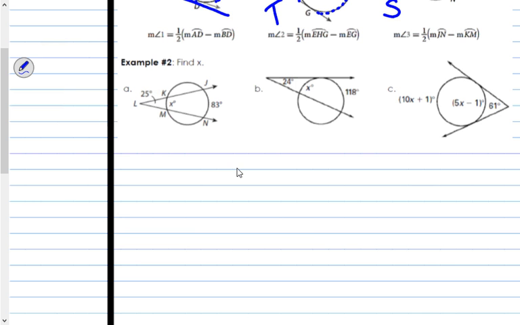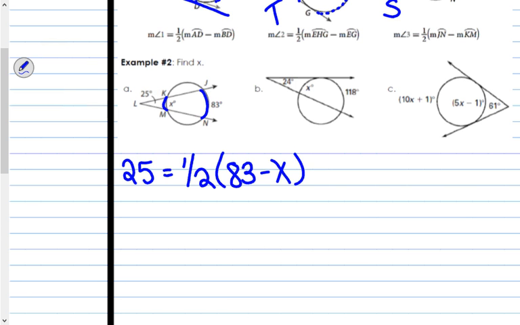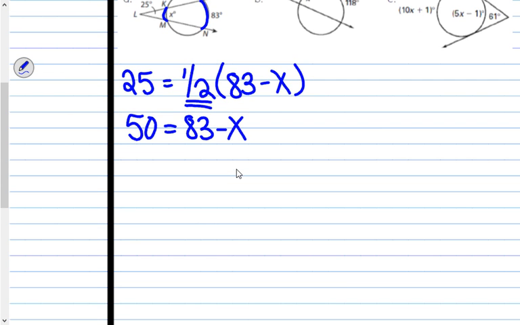The angle, which we know is 25 degrees, is 1/2 of the larger arc minus the smaller arc. Notice we're not actually finding the angle, we're finding an arc this time. So the first thing you want to do is get rid of that fraction. So I'm going to multiply both sides by 2 to knock out 1/2. So I have 50 equals 83 minus x. Well, we want to get x all by itself, so I'm going to subtract 83 from both sides.